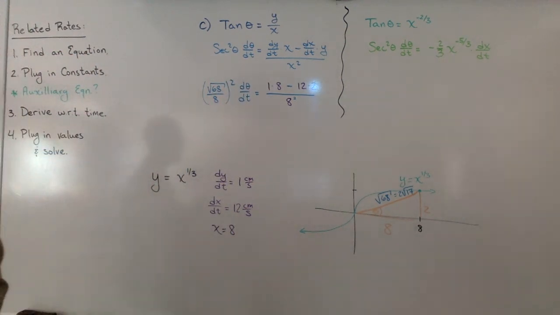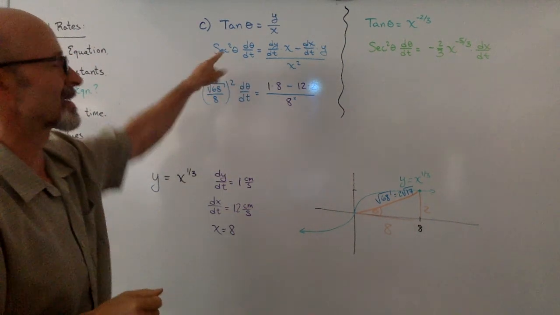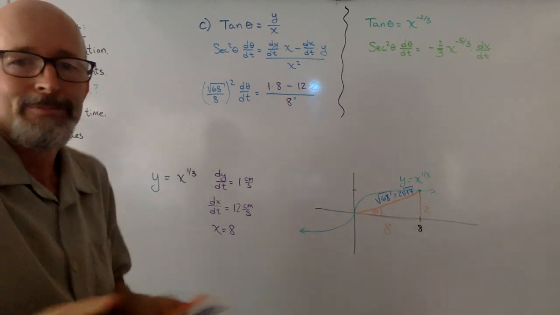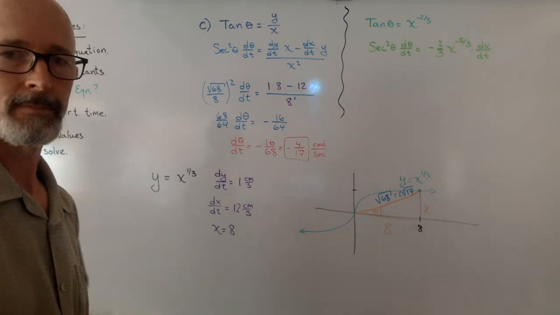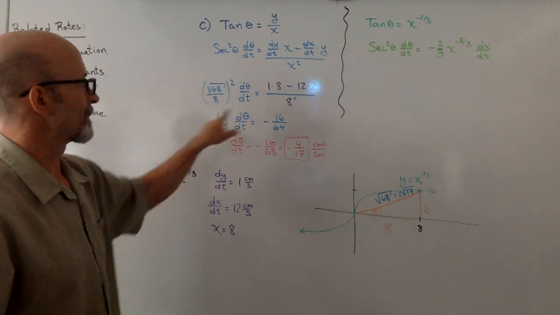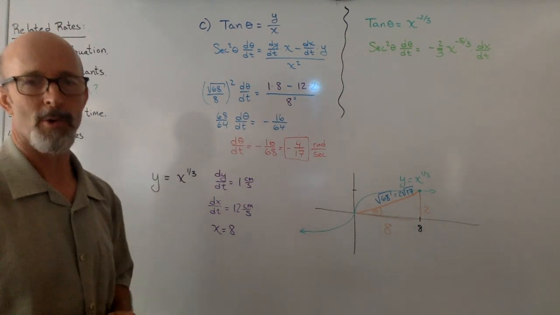And when we take that secant value and square it, because that is secant squared, the numbers actually get a little nicer. Something like this. And here, once we plug all the numbers in, we get negative 4/17.